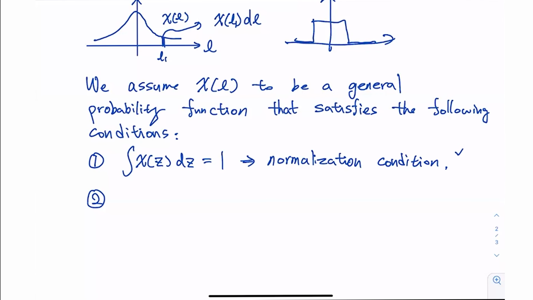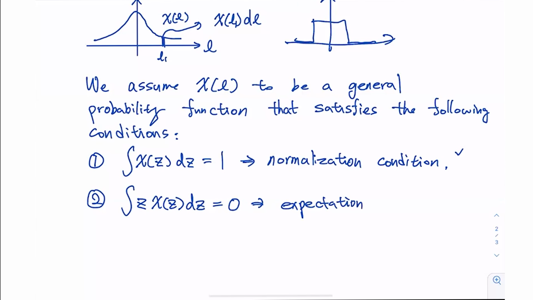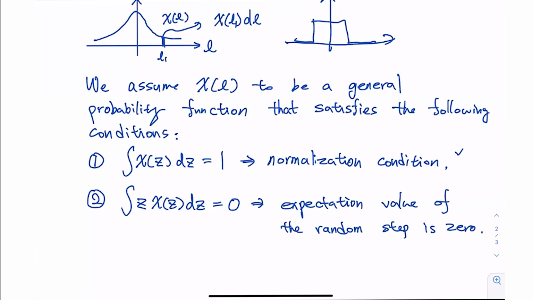And the second condition that we would like to have is the constraint that the mean value is 0. It just means that the expectation value of the random steps is basically 0.